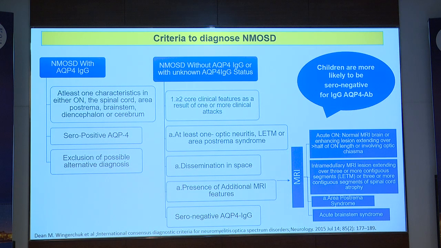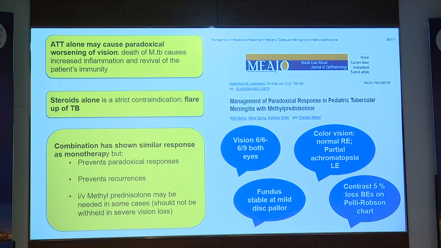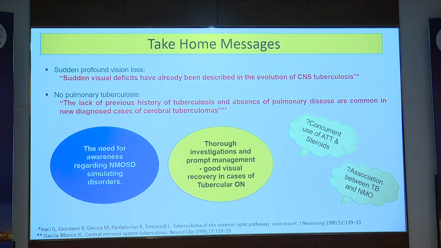We have laid out criteria for neuromyelitis optica spectrum disorder, which the patients presented to us, and children are likely to be seronegative for aquaporin 4 antibodies. The problem here was that if we start the patient on ATT alone, it causes paradoxical worsening of the vision due to the death of the tuberculosis bacilli releasing antigen and causing increased inflammation. And if we start steroids alone, it could flare up the TB. The combination has shown a response similar to monotherapy, but studies have shown that it prevents paradoxical responses and recurrences, and especially in cases with severe profound loss, like the patient reaching vision of perception of light, we should not withhold methylprednisolone steroids.